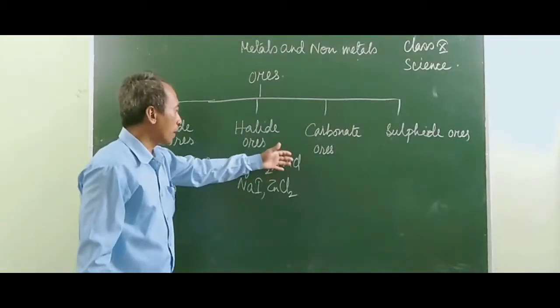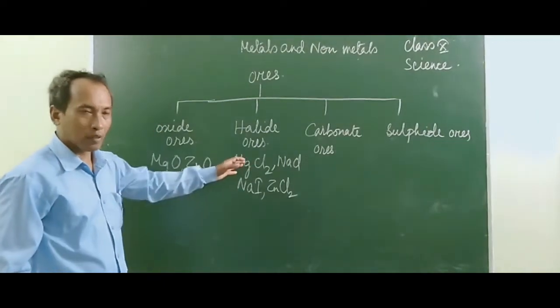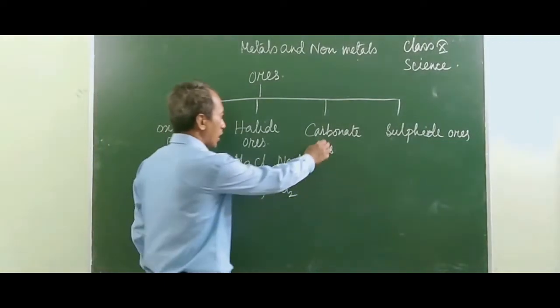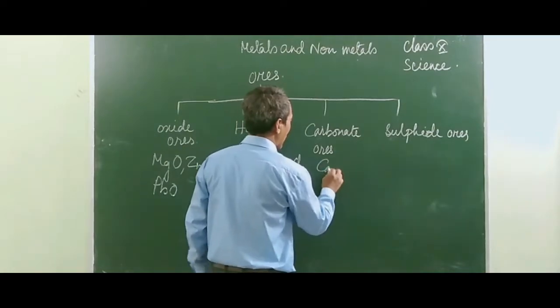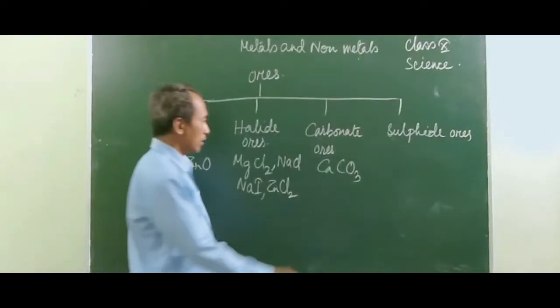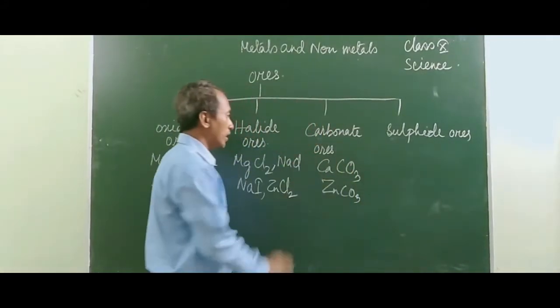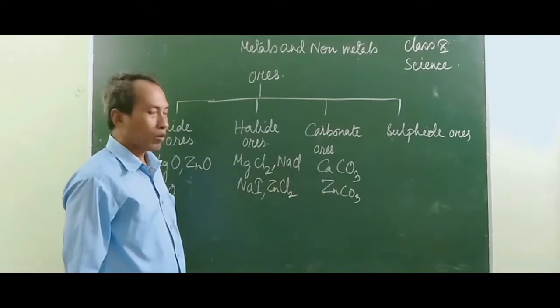Since it combines with the halogen group, that is called halide ores. Now carbonate ores: if any metal combines with carbonate, like calcium carbonate, zinc carbonate, all these are called carbonate ores.